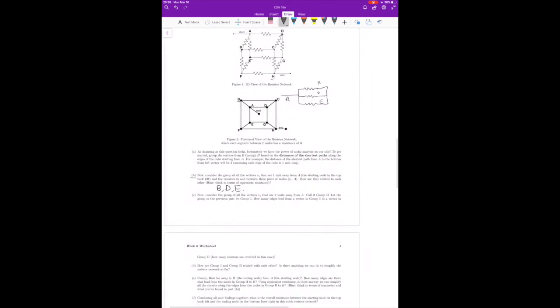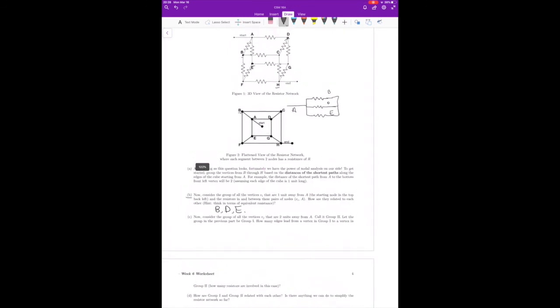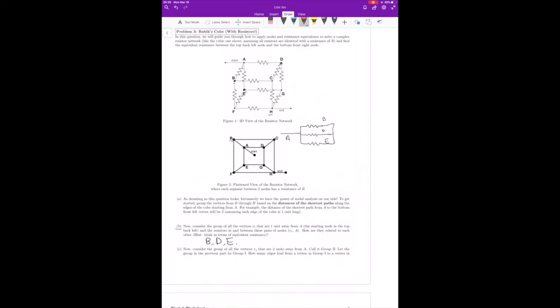Okay? So now we're going to consider all the vertices that are 2 units away. That's going to be group 2, and that's going to be F, G, and C. What we want you to notice about this one is that there are 2 distinct ways when you're describing the shortest path from A to these nodes. For example, to get to C, you can go A to B, then B to C, or you can go A to D, then D to C. Similarly, to get to F, you can go A to B, then B to F, or A to E, and then E to F.